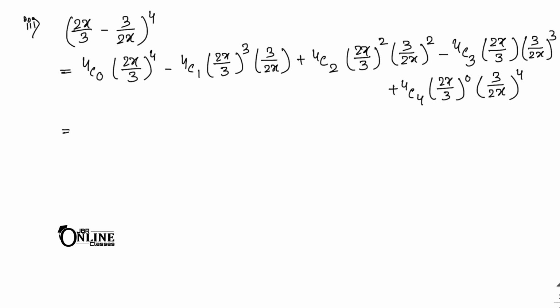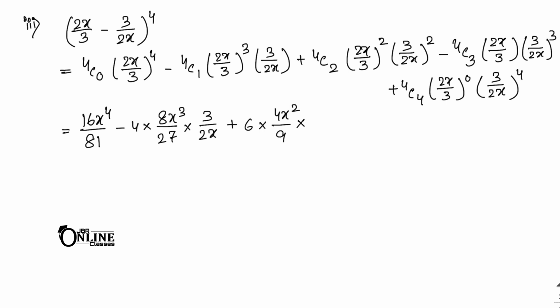Okay, so now here 4c0 means 1. So 1 into (2x by 3) whole to the power 4. That means here 16x to the power 4 and 3 to the power 4 means 81. Next one here 4c1 means 4. So 4 into here 8x cube by 27, then 3 by 2x. Now next one 4c2. So the value of 4c2 equals 6, and here (2x) whole square, so 4x square, then 9, then here 9 by 4x square.